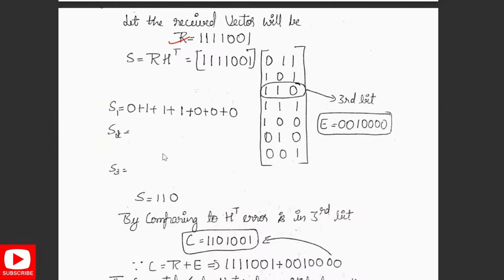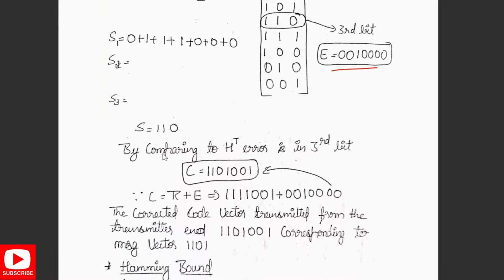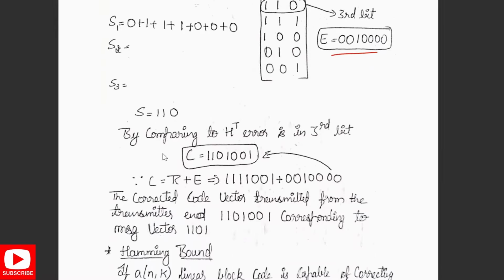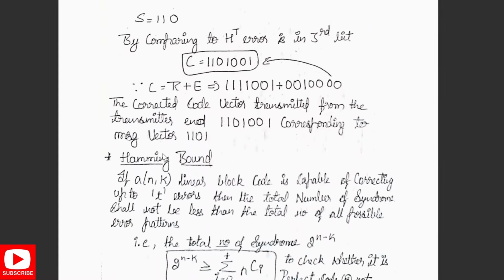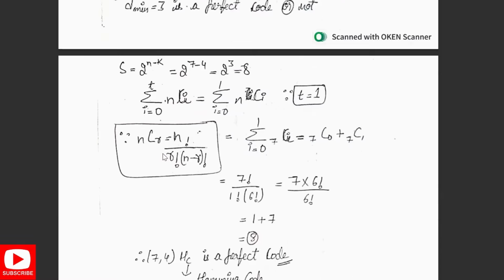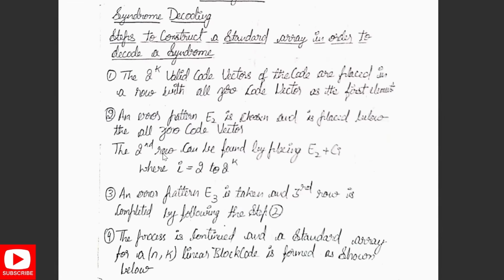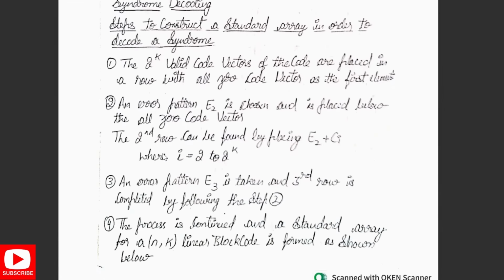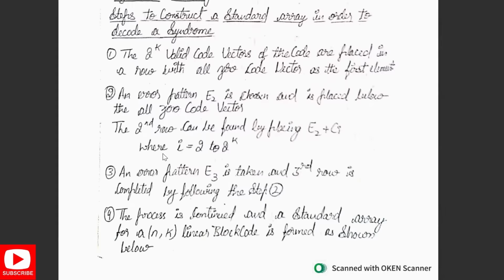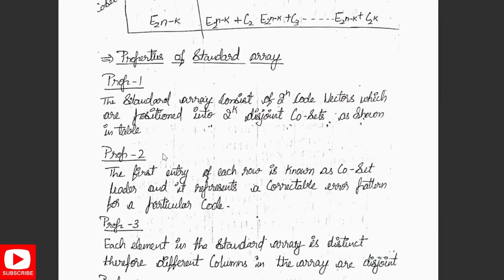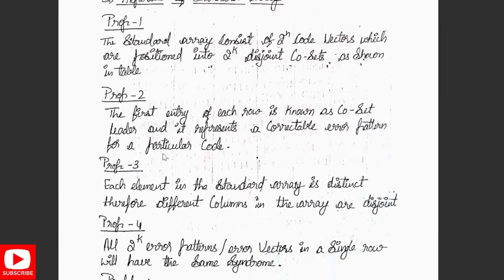Let the received bit be R. So S is equal to R into H transpose. Here the third bit, you need to change the third bit. So by comparing the H transpose in the third bit, we get this and we change this. So this is how we do it. Next comes syndrome decoding. As I explained the algorithm in the previous notes itself, we'll move on to some of the properties of the standard array.